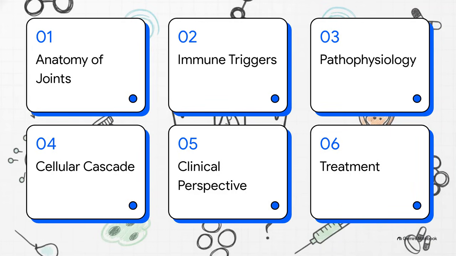Okay, let's dive into this roadmap. We'll start with the anatomy of joints, move into the immune triggers, explore the pathophysiology and cellular cascades, and finally examine the clinical perspective and treatments.